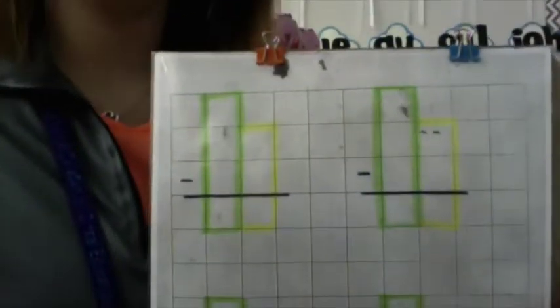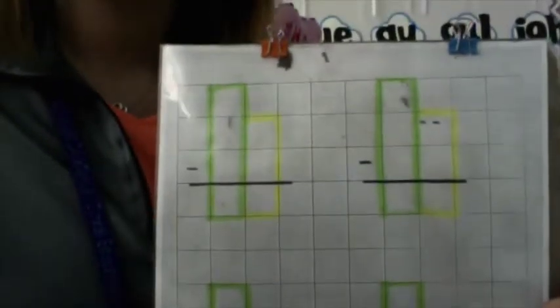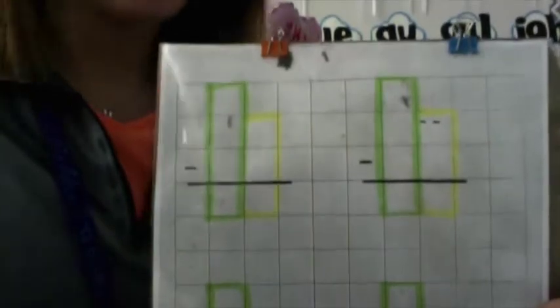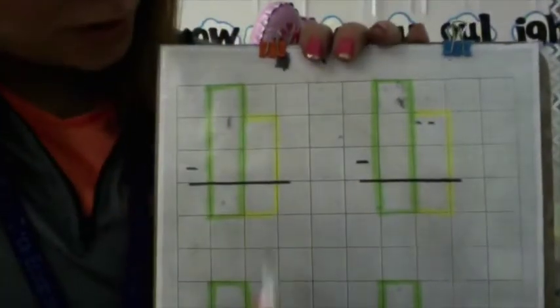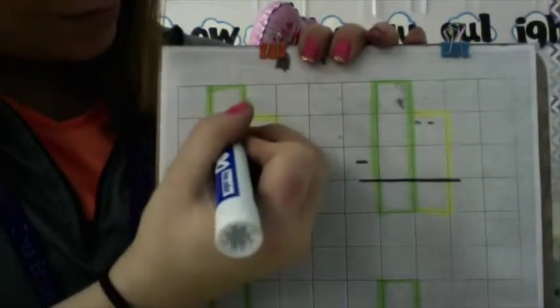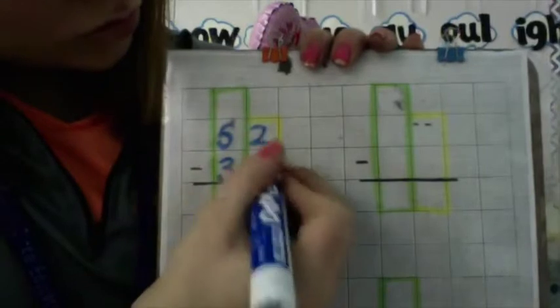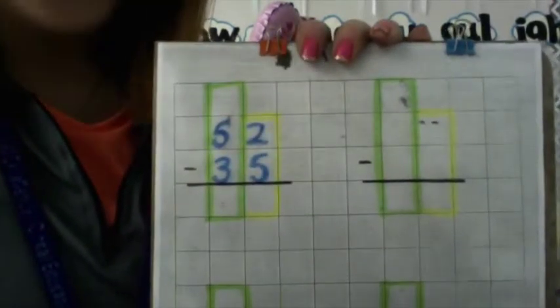Okay, boys and girls, so today we're going to be doing subtraction. So we got to remember our rules. We got to keep asking ourselves, where is there more? What are you going to ask? You got it. Where is there more? So we can start with a problem like 52 minus 35. Make sure you have that written on your boards.